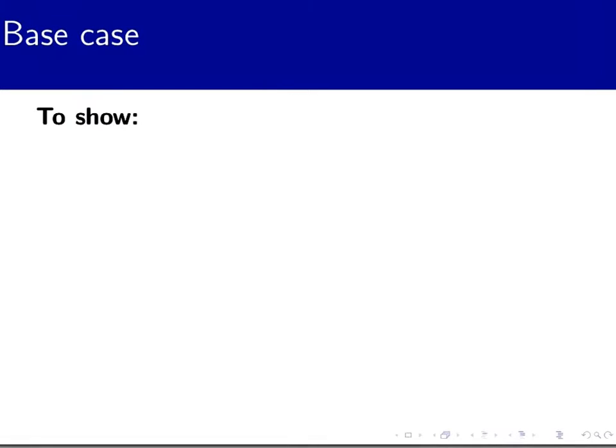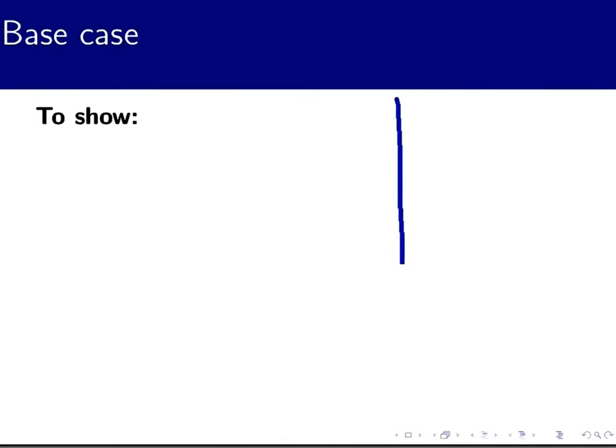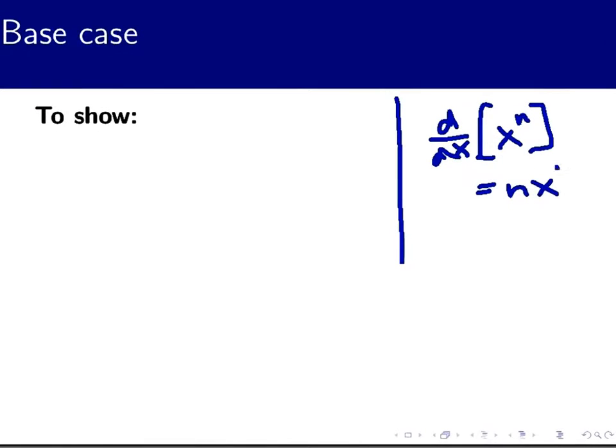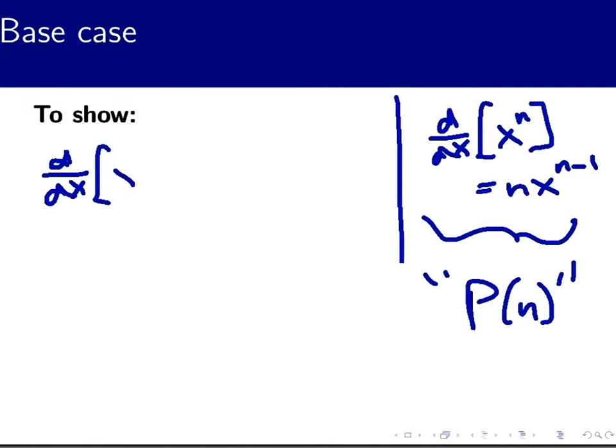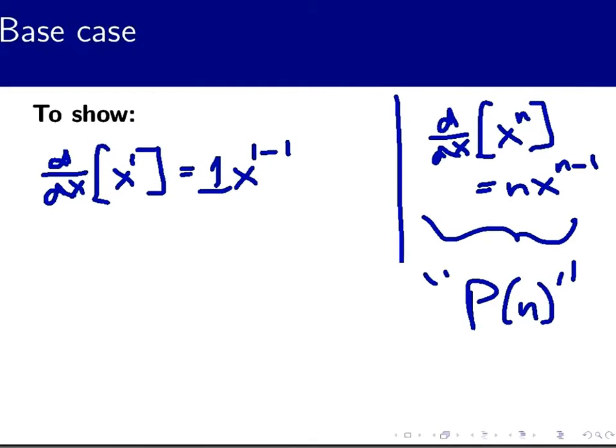Okay, so in the base case here, we want to show that our predicate holds. To remind ourselves, the predicate we're working with, P(n), is that the derivative of x to the nth power is equal to n times x to the n minus 1. That is going to be our P(n) in this proof. So in the base case, we're going to show that P(1) is true. We want to show that the derivative of x to the first is 1 times x to the 1 minus 1. Well, let's just deal with each side individually here.